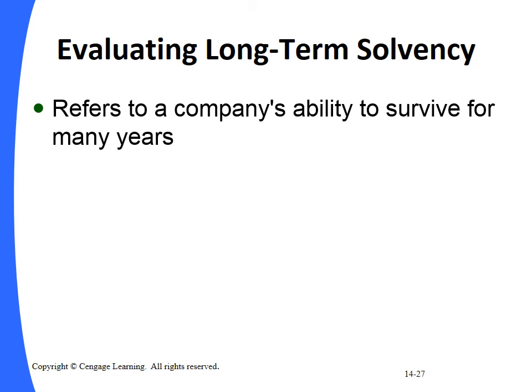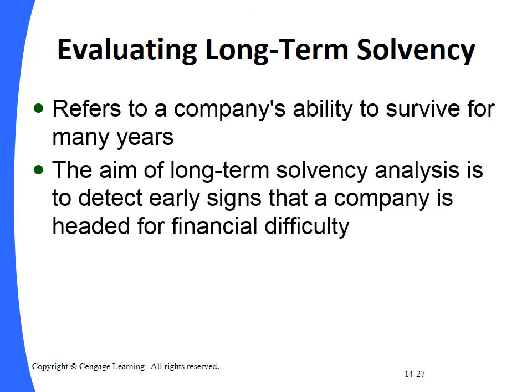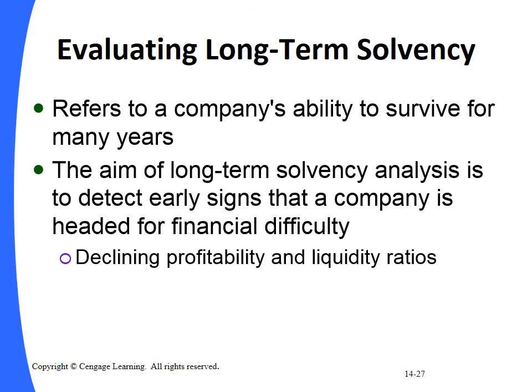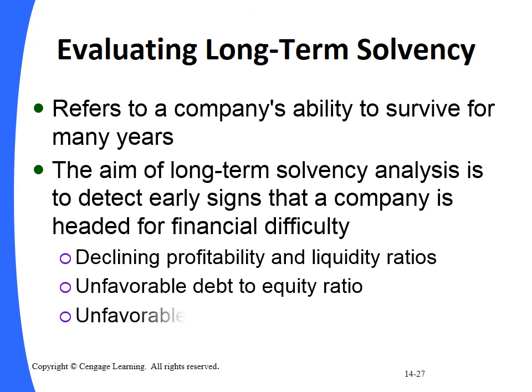Long-term solvency, our next category, asks whether or not a company is going to be able to survive for a long period of time, or if it's going to have some financial problems. And you'll look at some of these ratios to say, whoops, doesn't look like they're going to be solvent. Solvent means able to pay their bills in the long term.